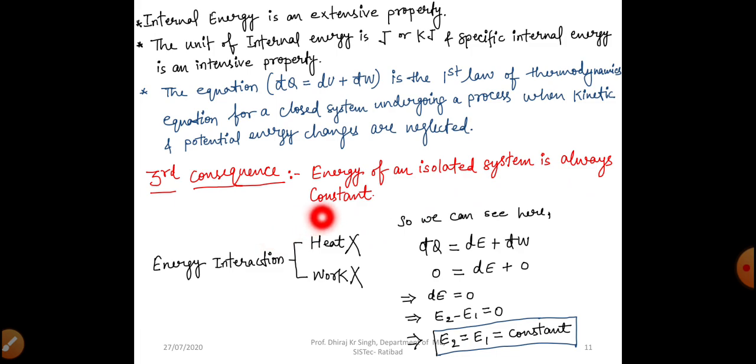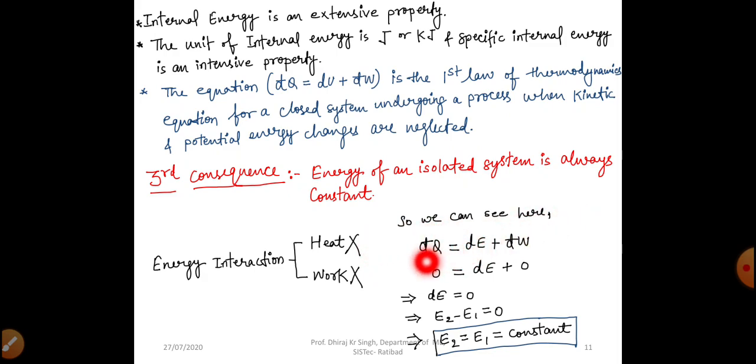So the third consequence: the energy of an isolated system is always constant. Energy interaction is zero, because in an isolated system nothing crosses the boundary, and if nothing crosses the boundary, then heat transfer and work transfer both become zero, as we know that heat and work are boundary phenomena.